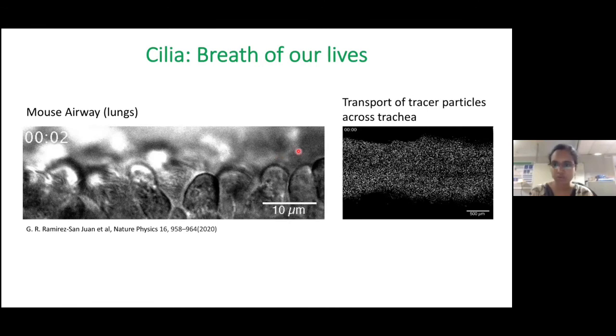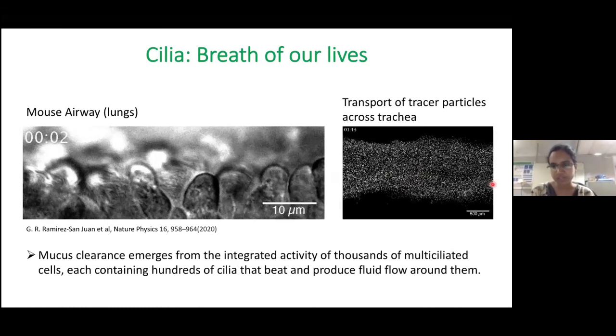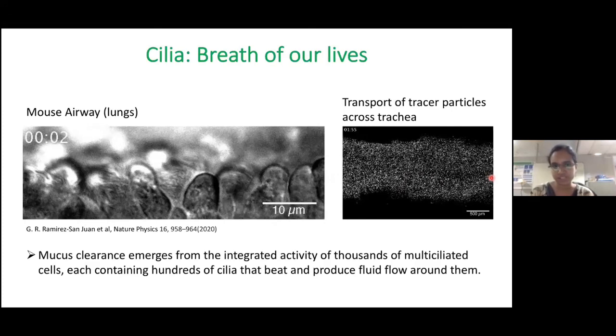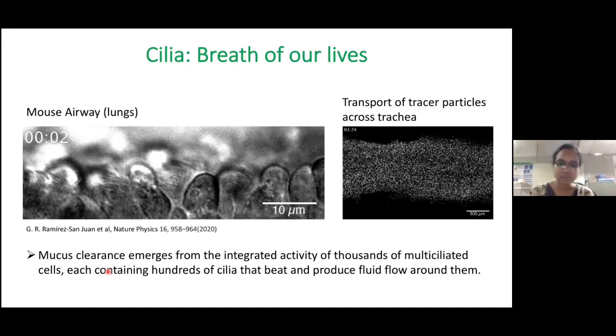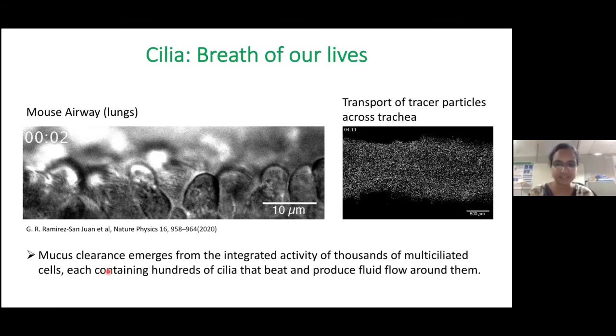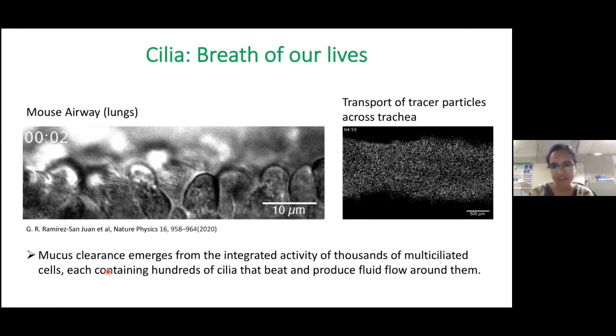Here we zoom out, and you can visualize how these tracer particles are moving unidirectionally. Essentially, mucus clearance in our bodies comes through the coordinated activity of thousands of multiciliated cells, each containing hundreds of cilia. So such macro scale transport is essentially coming out of the beating of thousands of cilia at micron scale.